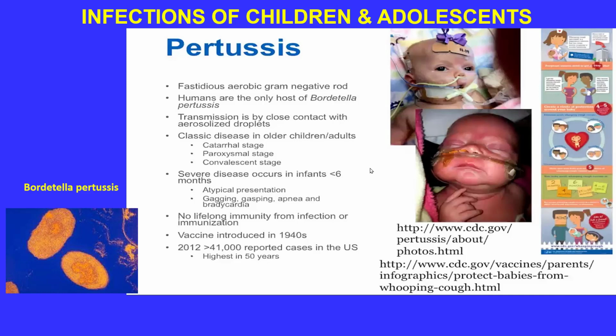Now, in 2012, there were over 41,000 cases reported in the United States. This is the highest in 50 years. So what has happened is we've had individuals who have decided for some reason or another not to get the vaccine. And as a result, herd immunity is lost.